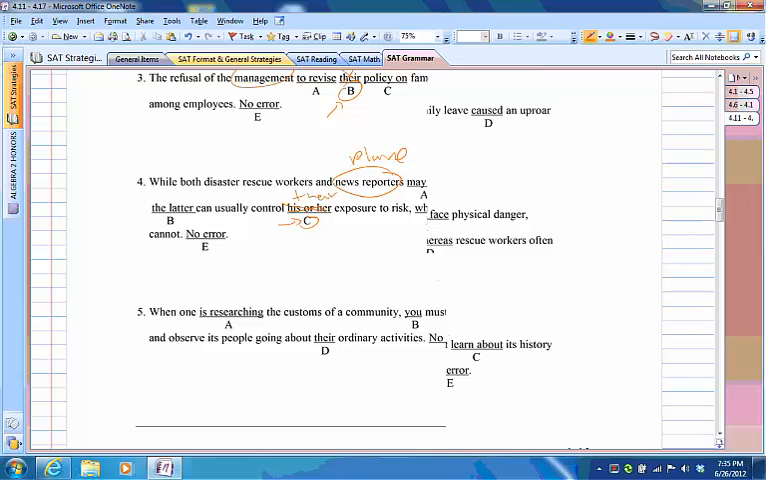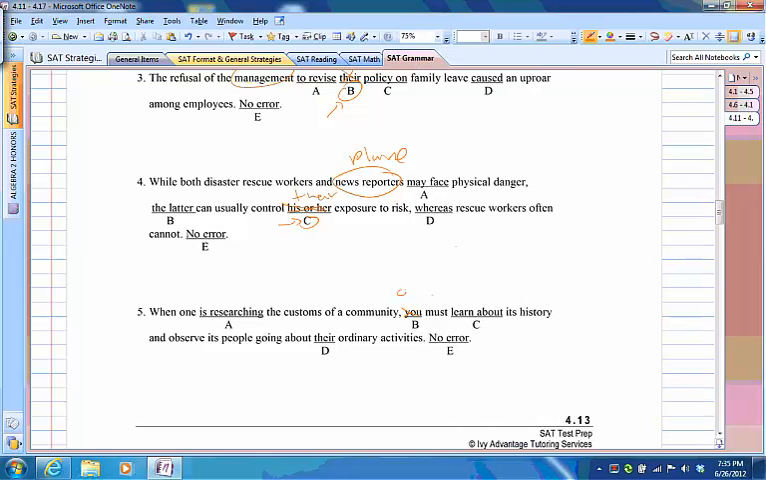And this one's a bit weird. It's under pronoun agreement, but it's more a pronoun shift. If you use the word one, you need to use the word one again. You've got to be consistent with your pronouns too. And that's cool because you're talking about people and observe. One must learn about its history and observe its people going about their ordinary activities. Because in this case, the there is referring to people. So the D is cool. A is cool because you have the subject-verb agreement. C is fine, but B is a problem.